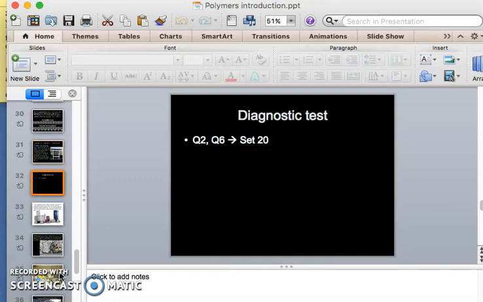Now, we are ready for question 2 and 6 from set 20. So I'll give you another 5 minutes, I think. And then I really want to go into the recycling bit. But that's not in your course, but it's important.